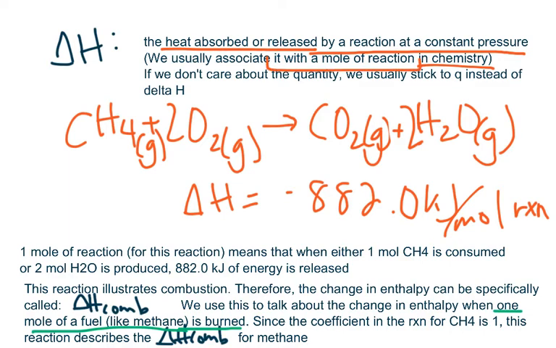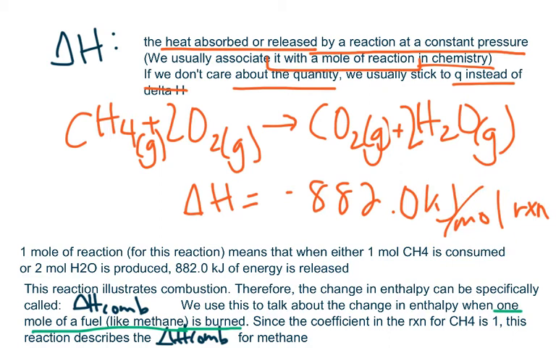And if we don't care about the quantity, such as if we don't care whether it's a mole or not, then we just stick to Q instead of delta H. But typically when you have a reaction, you will have a corresponding delta H that will be written in terms of energy per mole of reaction, as seen over there.